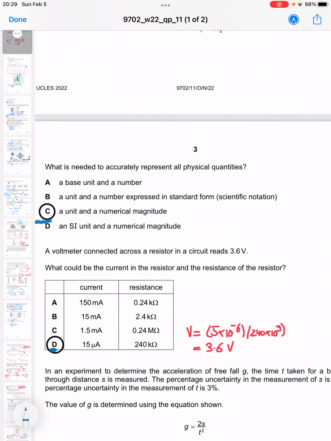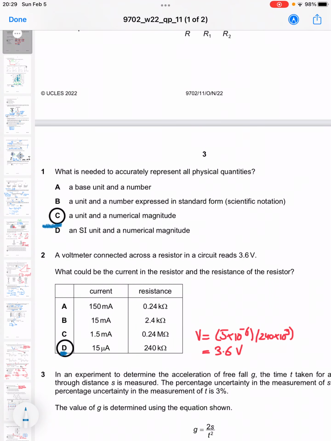Question number 2 says, what could be the current and resistor and the resistance of the wire? So we could evaluate the voltage as 3.6 volts by V equals IR, and the appropriate answer is D, using appropriate prefixes.